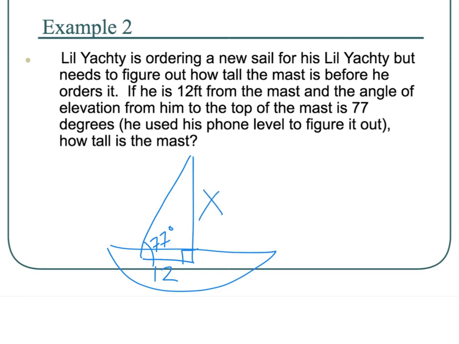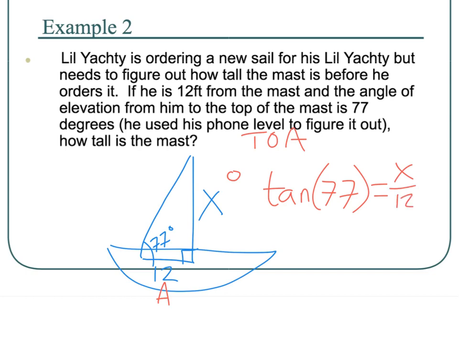So he's looking to find a length, which means we want to use regular trig. With respect to the angle, the x is my opposite side, the 12 is my adjacent side. So what uses opposite over adjacent? That's tangent. So the tangent of my angle is equal to my opposite, which is x, over my adjacent, which is 12.